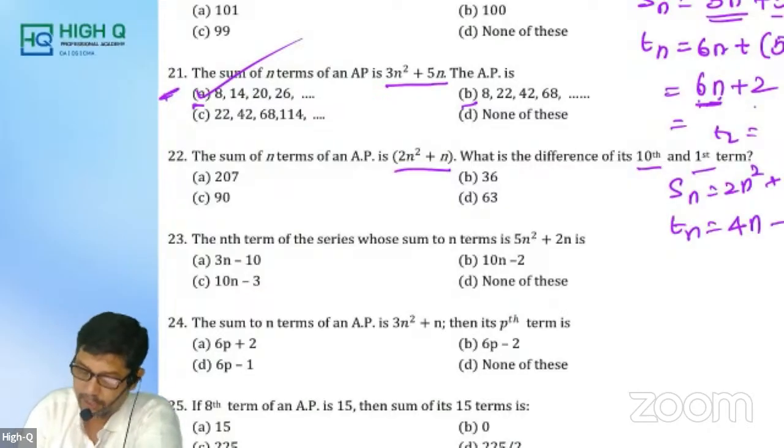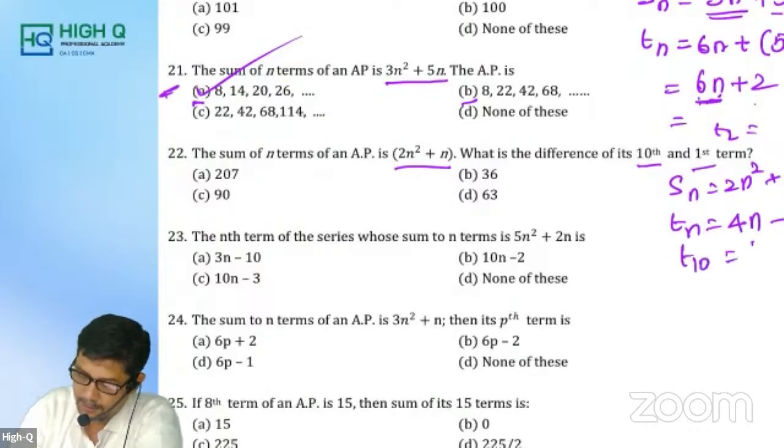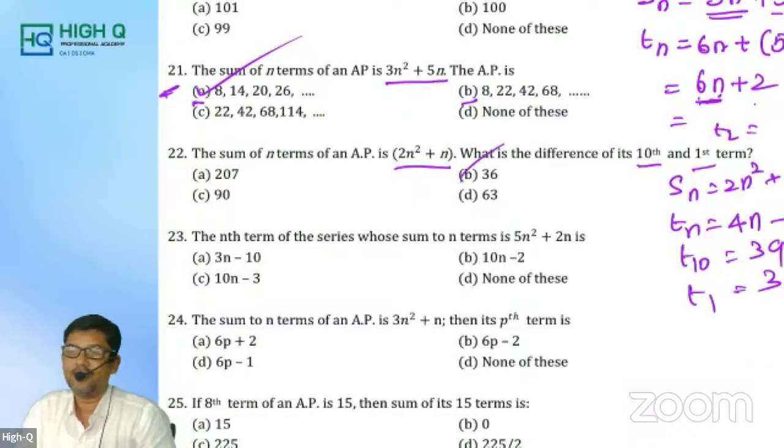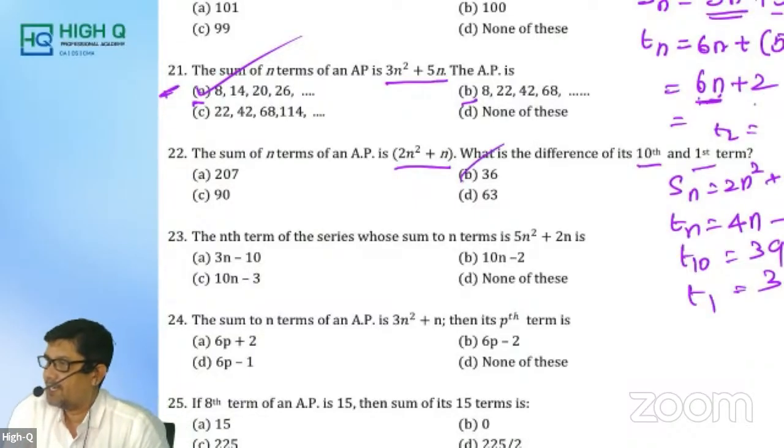Minus 1. Very good. 4n minus 1. So they ask you to find out the 10th term. What is the 10th term? 39. What is the first term? 3. So what is our answer, my dear? 36. Is that clear? See, this is an out of the box question, my dear.